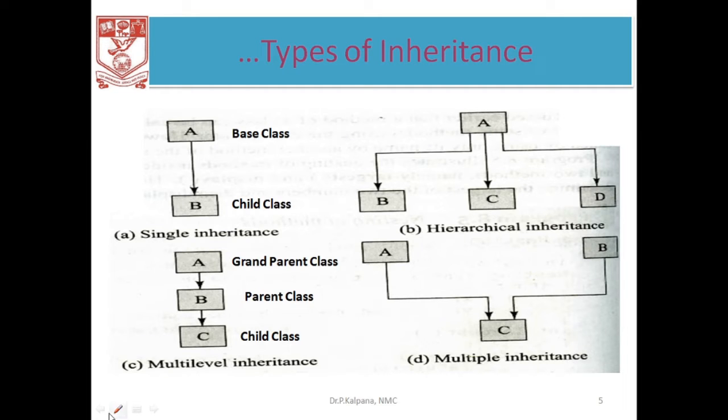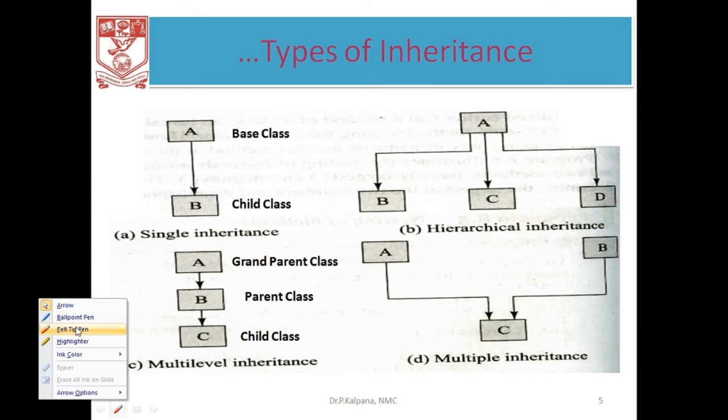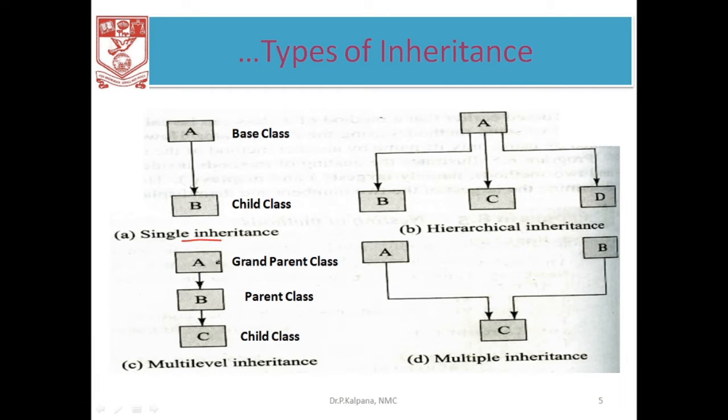So this is the first type of inheritance, that is single inheritance. There will be one class A. This will be the base class, or superclass, or parent class. And the class B is derived from A. So B is a child class or subclass. For class B, there will be only one base class. So this is called single inheritance.